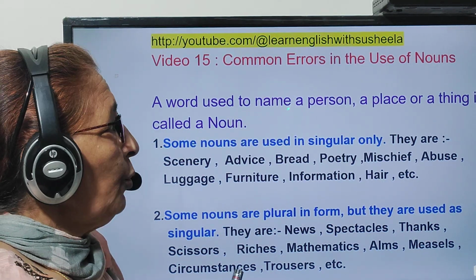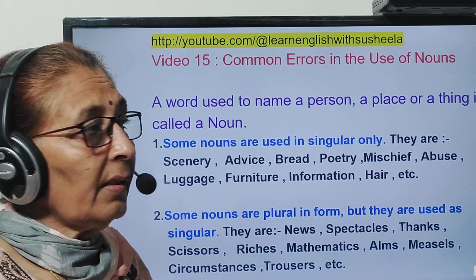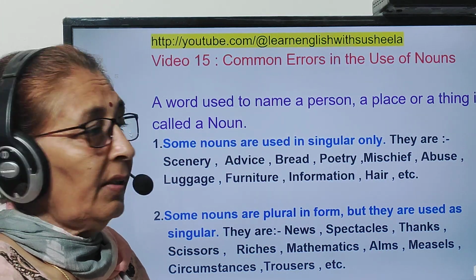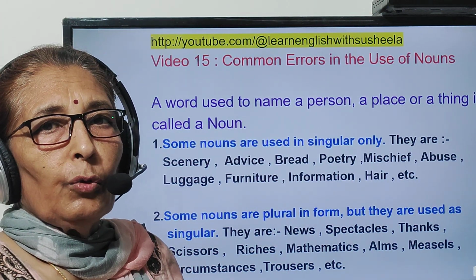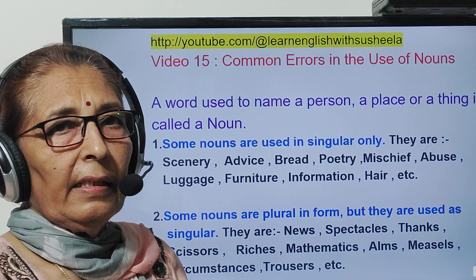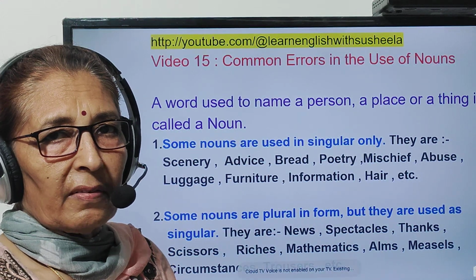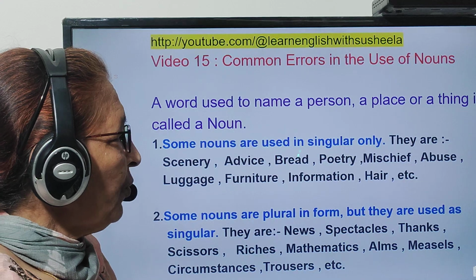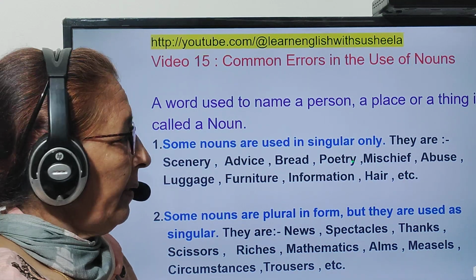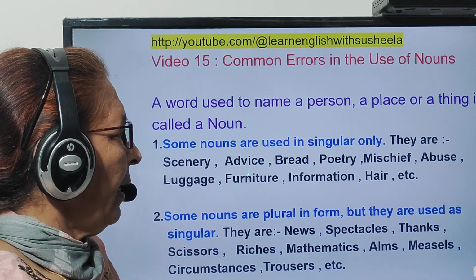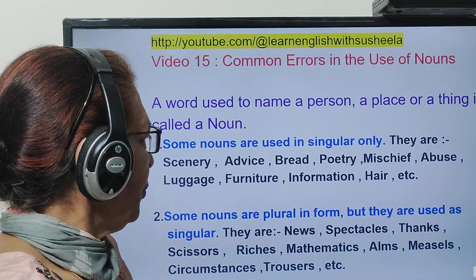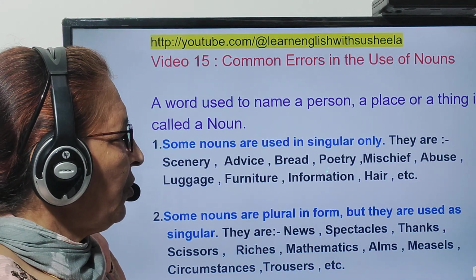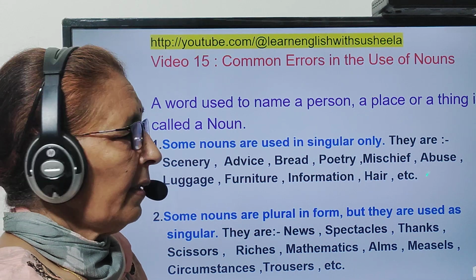A word used to name a person, a place or a thing is called noun. There are certain rules for the use of nouns. I'll be explaining them with the help of examples. First, some nouns are used in singular only. They are scenery, advice, bread, poetry, mischief, abuse, luggage, furniture, information, hair, etc.